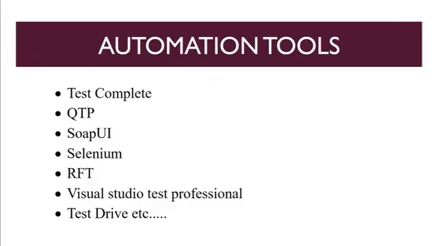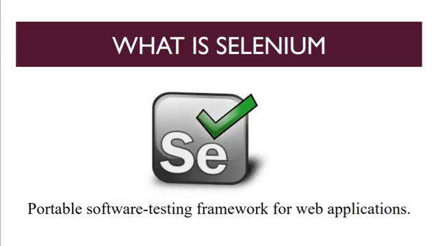Now let's see what automation tools are available in the market. There are plenty of automation tools available in the market. Some of them are TestComplete, QTP, SoapUI, Selenium, RFT, Visual Studio Test Professional, TestDrive, etc. Among these, the more popular one is Selenium, and it is an open source tool. Now let's see what is Selenium.